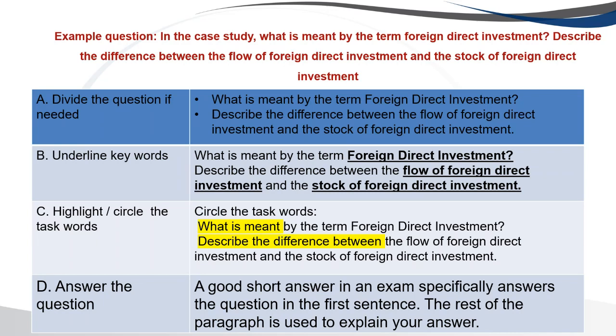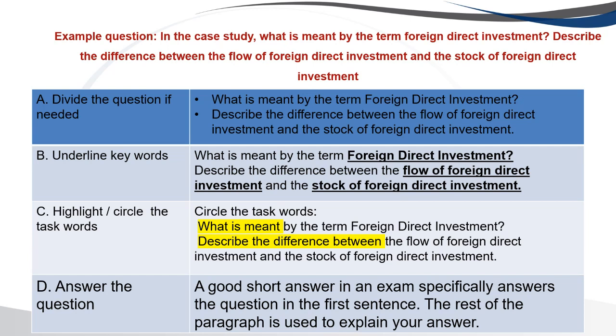For example, look at this question here. What is meant by the term foreign direct investment? Describe the difference between the flow of foreign direct investment and the stock of foreign direct investment. This question has two parts, so first, divide the question if needed. Next, underline the keywords in the question. This is very important because it means that you are going to answer the question as required.